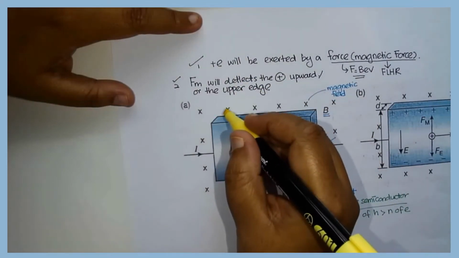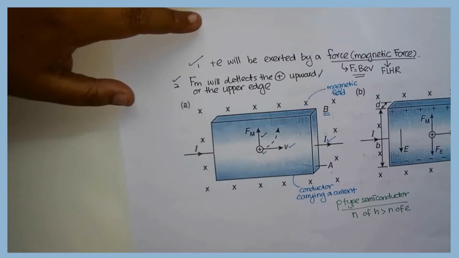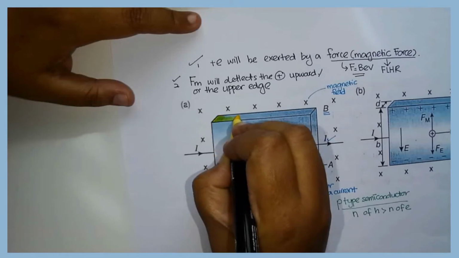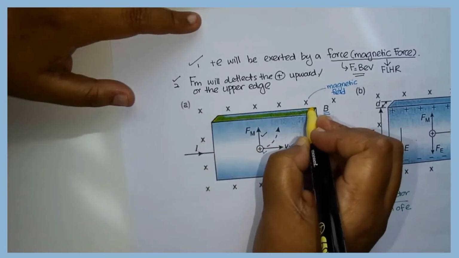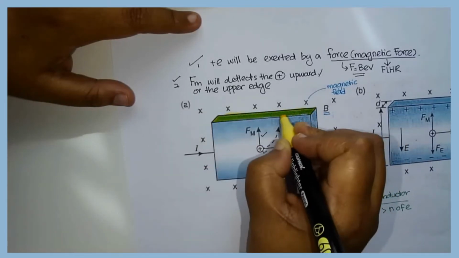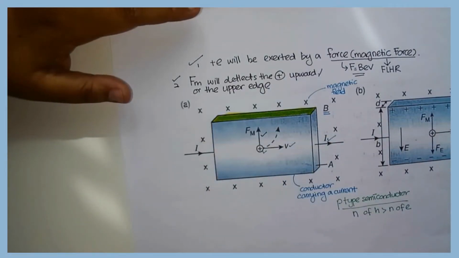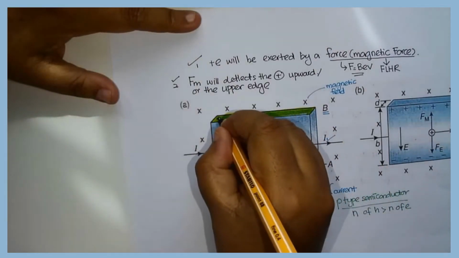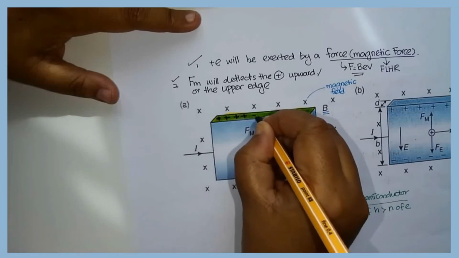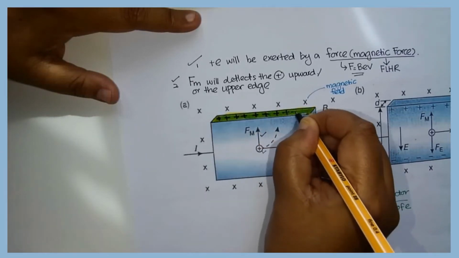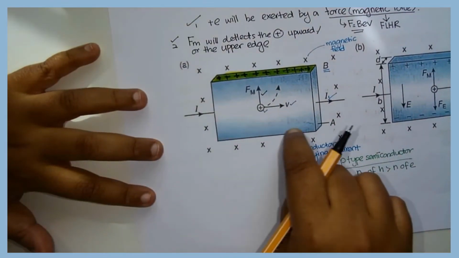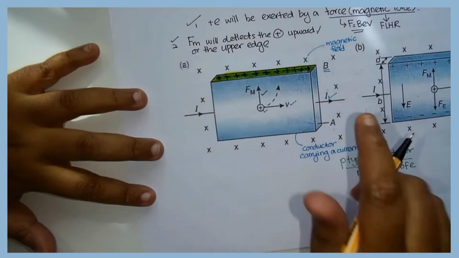Okay, so I'm going to use what color? Let me see. Okay, this edge. Alright. So what happens here? All the positive charge will start to accumulate here, to the upper edge. So then an equivalent amount of negative charge carriers will be left on the lower edge.